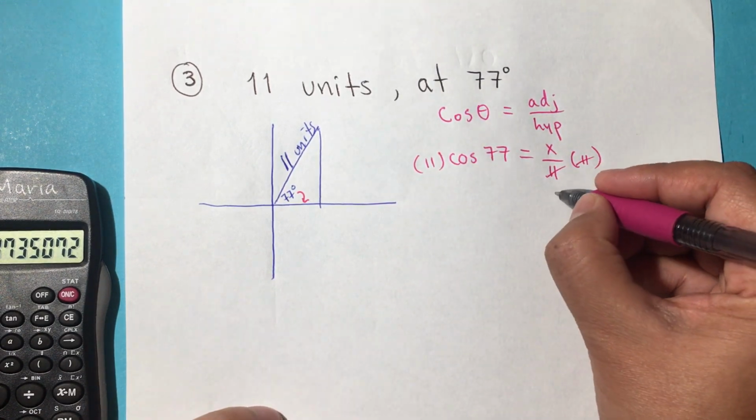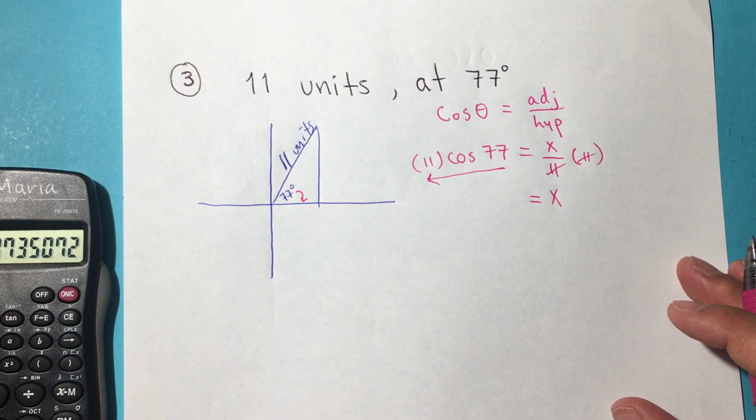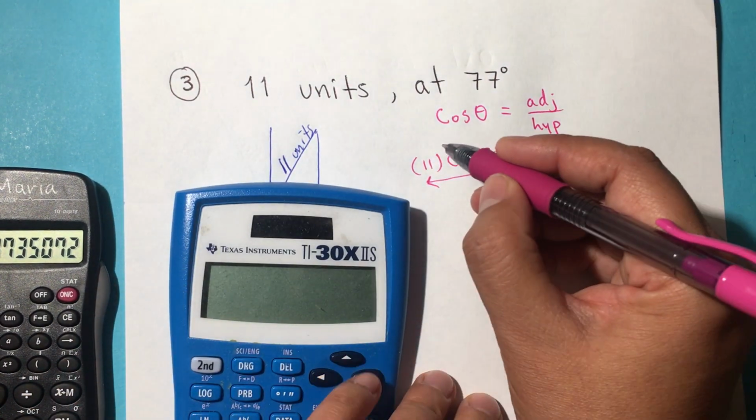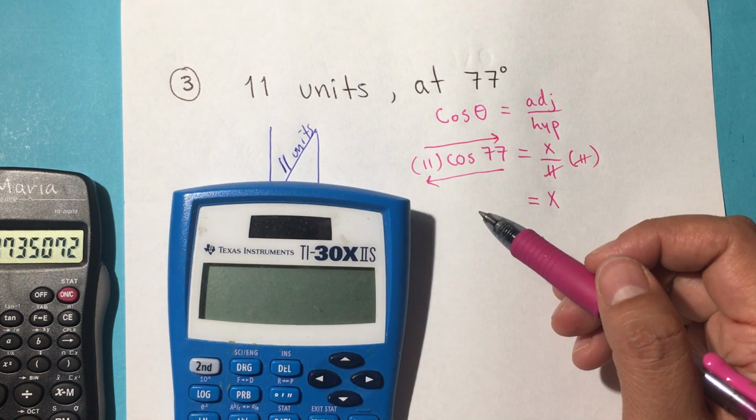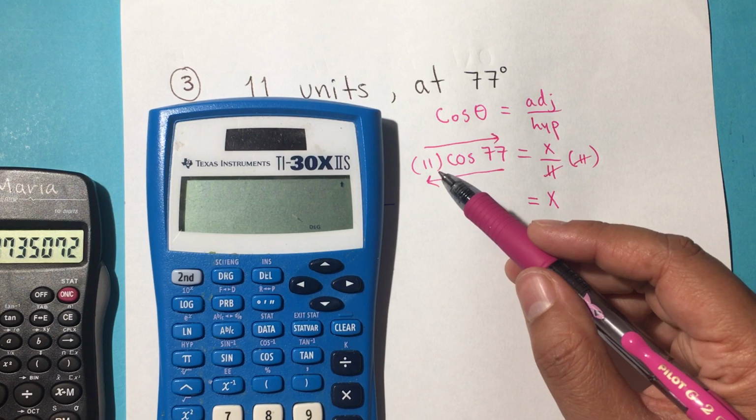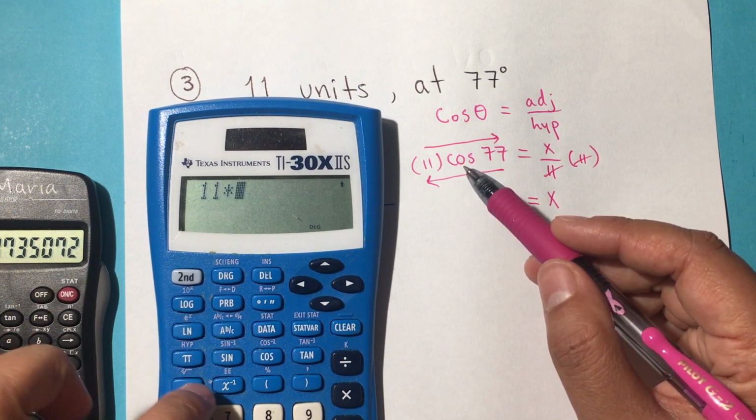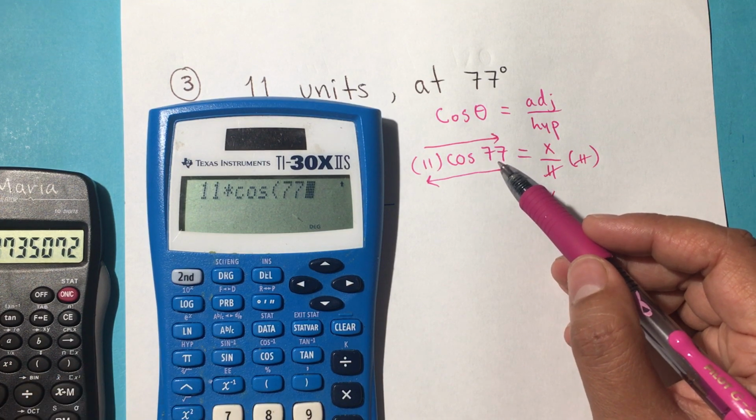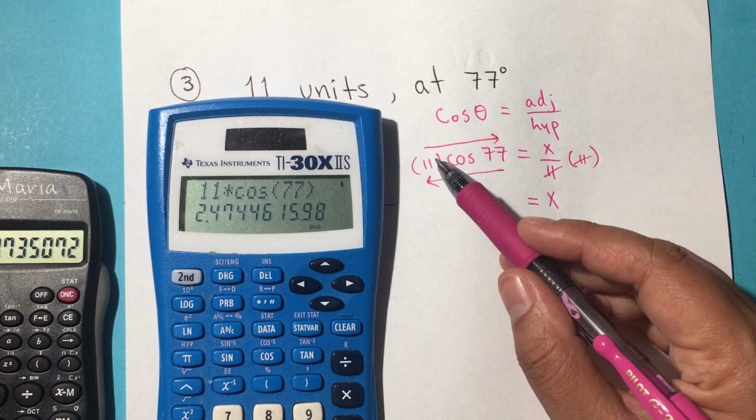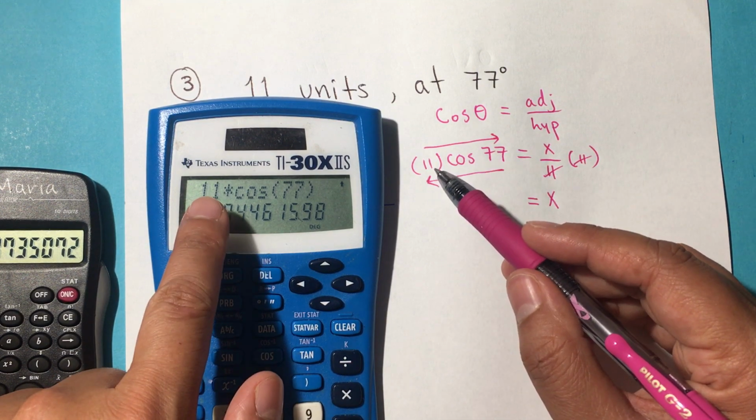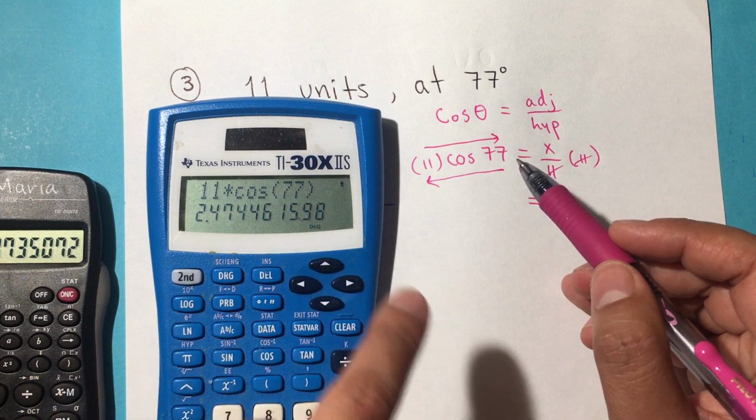This cancels, and x is equal to, in this calculator, we go in that direction. On this calculator, basically, it's going in this direction, okay? Because you just input it as it is: 11 times cosine 77, close parentheses, equal. So it's just following exactly the way it is. 11 times cosine 77 equal.